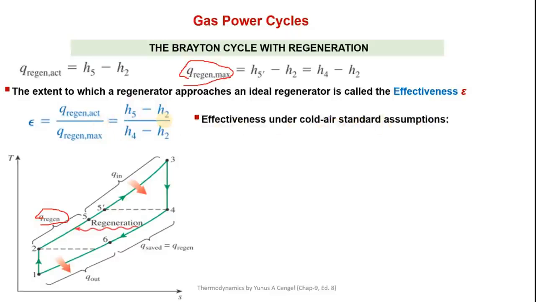Cold air assumptions means that if we replace here Cp into T5 minus T2 and Cp into T4 minus T2, and we assume the same Cp in the denominator and the numerator, it means we are assuming low temperature air where Cp will remain the same. So under cold air assumptions, Cp will cancel in the numerator and denominator, so the same effectiveness can be written in terms of temperatures also.